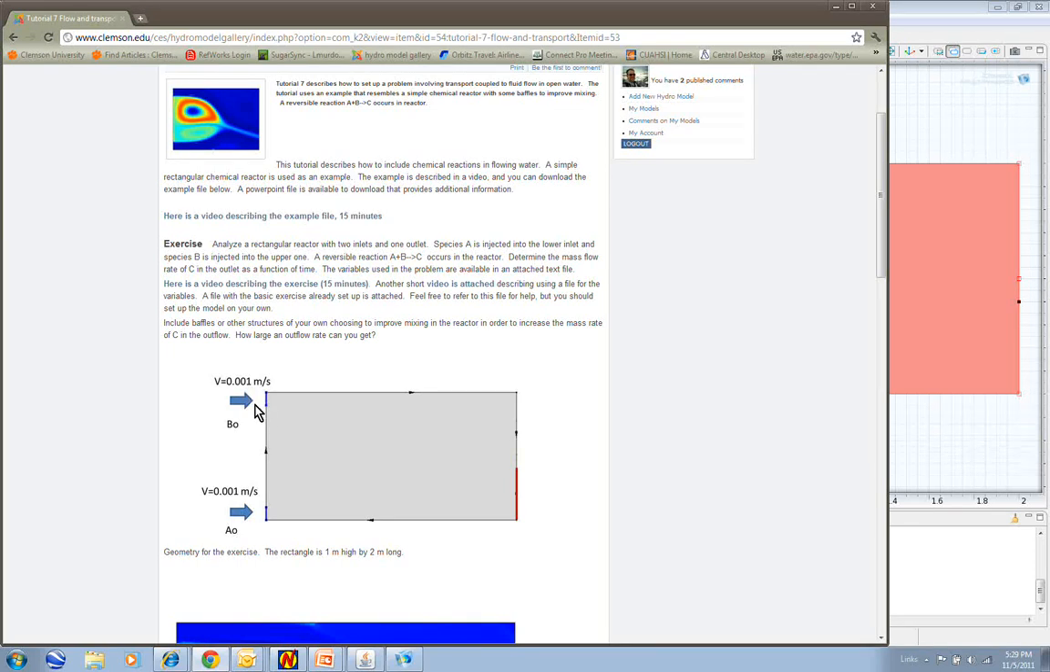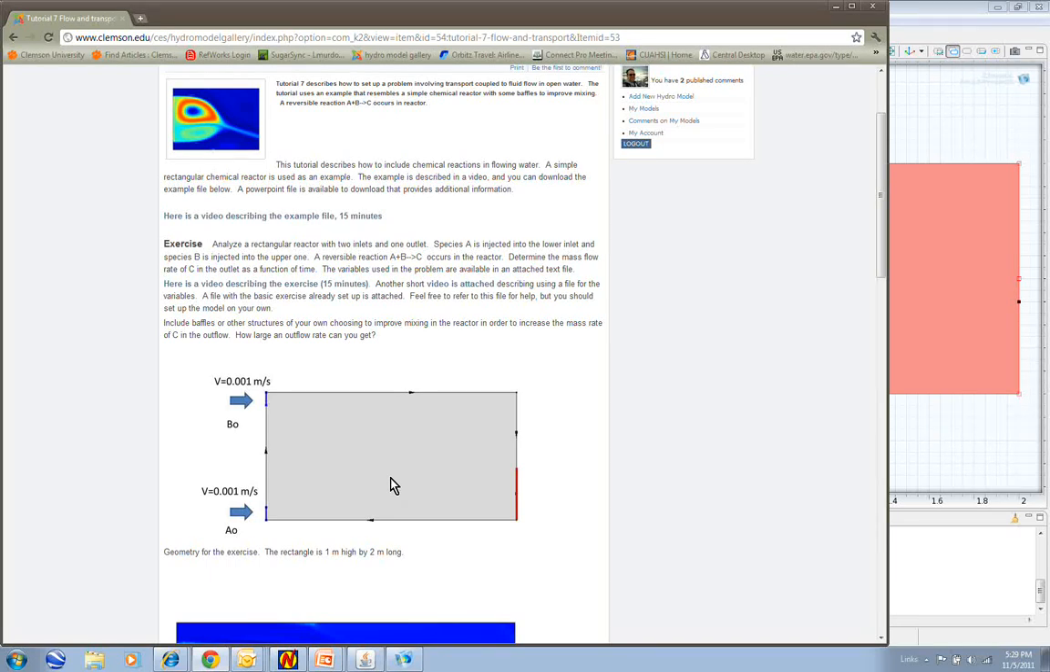And so these solutions come in here, they mix inside of this chamber, and then they flow out right here at this point. And so the problem is to do an analysis and find out what the production rate of compound C is when it undergoes a reaction in here.